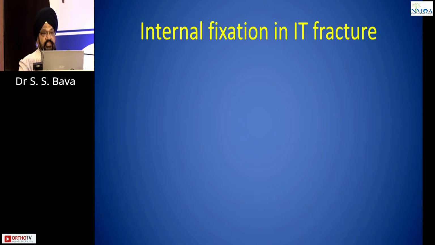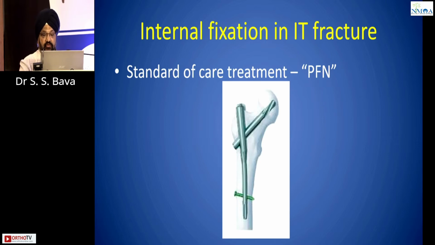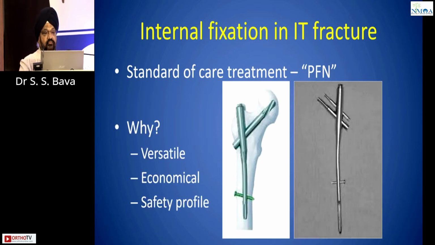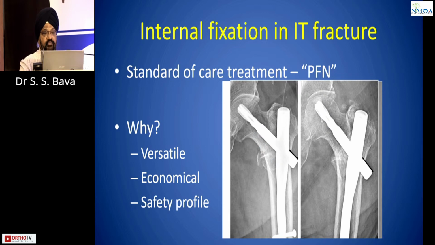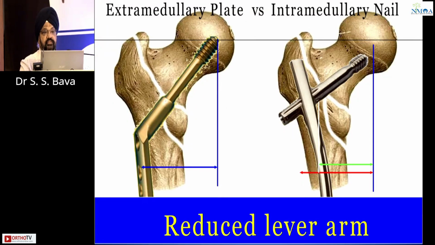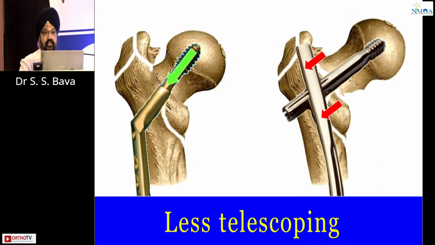So how do you fix? The standard of care nowadays is PFN, the gold standard I will say. Why? Because it is versatile, economical, and has a good safety profile. What is the comparison between DHS, an extramedullary plate, and an intramedullary nail? In PFN, we have a reduced lever arm, therefore decreased stress on the lever arm, and implant failure is less in cases of PFN.